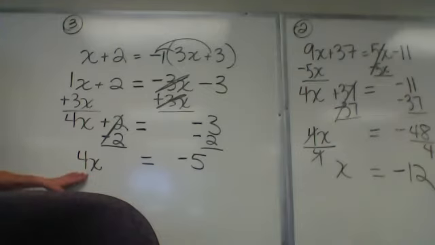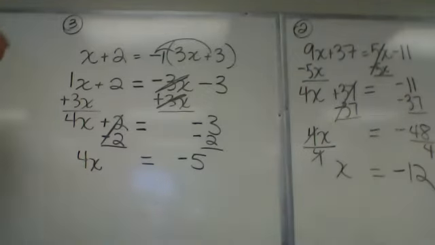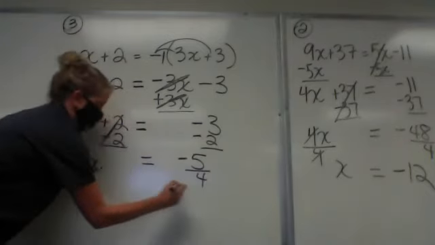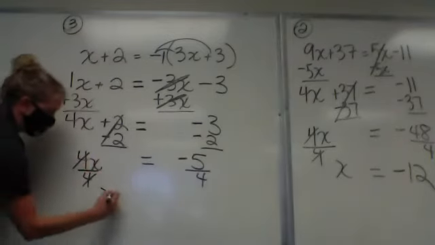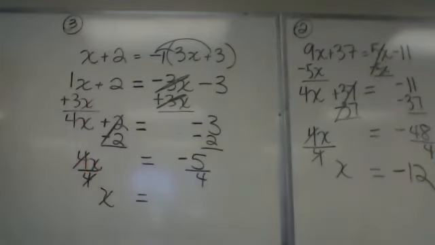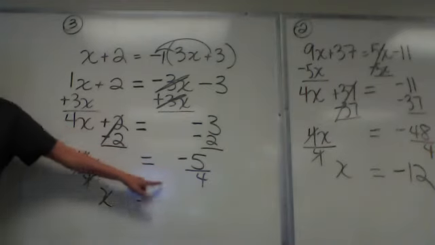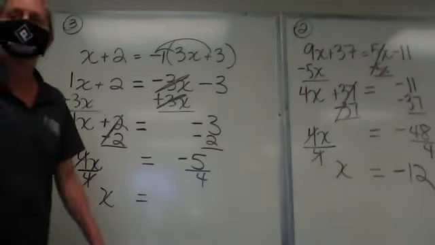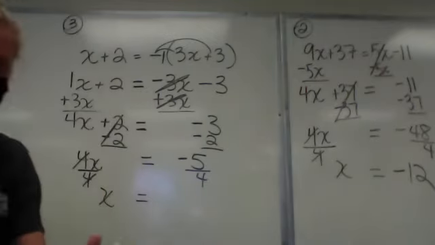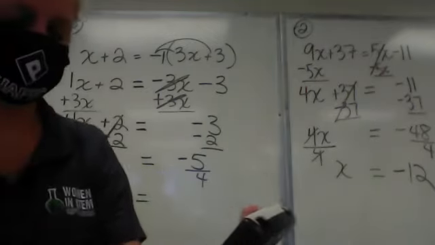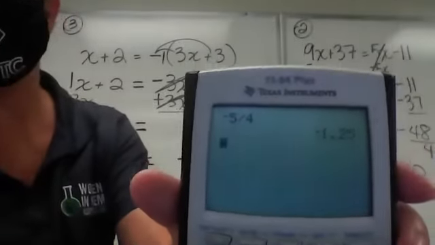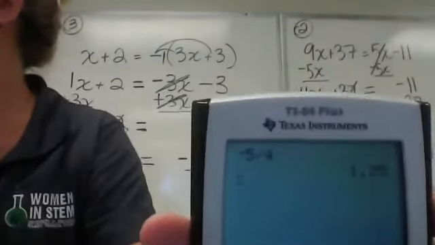If it's hooked on, divide by it. So the 4 is gone. X is alone like it likes to be. What do I have over here? I've got negative 5 over 4. If I try to divide that in my calculator, negative 5 over 4, and hit enter, look what it tells me, negative 1.25.